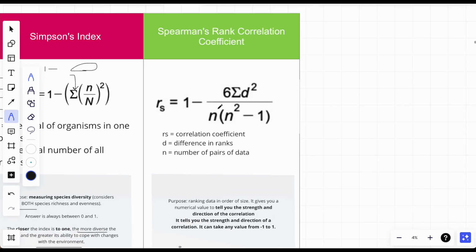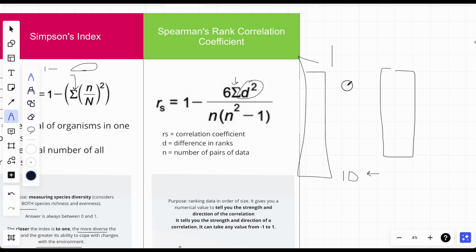RS is just the correlation coefficient, and then we have, she's back, the sum of the differences between the ranks. When I say differences, I actually mean you need to rank them. So let's say you wanted the highest number in your table to hold the value of 1, okay? And then depending on how many rows you have, let's say there's 10 rows, then the smallest number you would write 10, okay? So you would just rank the numbers based on their order, and then you would find the difference between the ranks, okay?